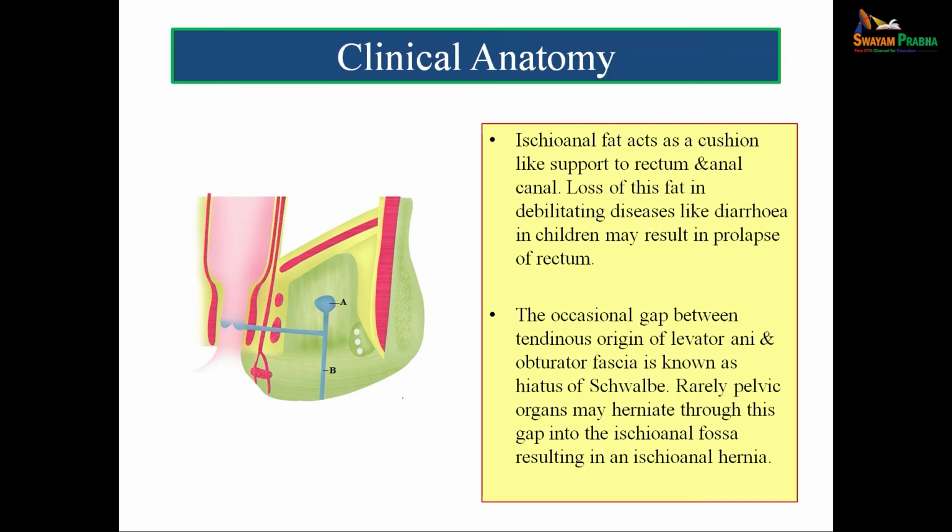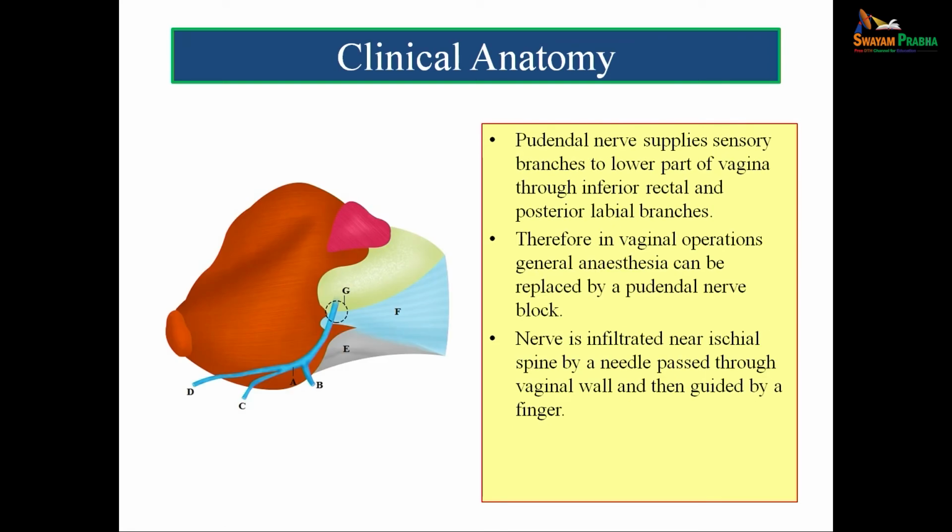Then we come to the hiatus of Schwalbe and the concept of the ischioanal hernia. As I told you before, in relation to the apex of the ischioanal fossa, sometimes there is a hiatus of Schwalbe. So the occasional gap between the tendinous origin of levator ani and obturator fascia is known as hiatus of Schwalbe. So what is the importance of hiatus of Schwalbe? Pelvic organs may herniate through this gap into the ischioanal fossa, resulting in what is referred to as ischioanal hernia.